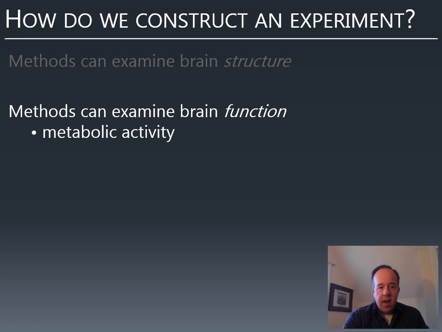This part of the brain is very active. Therefore, it needs more oxygen, it needs more sugar, it needs more blood. And so we can measure metabolic activity with techniques that can detect these variables.